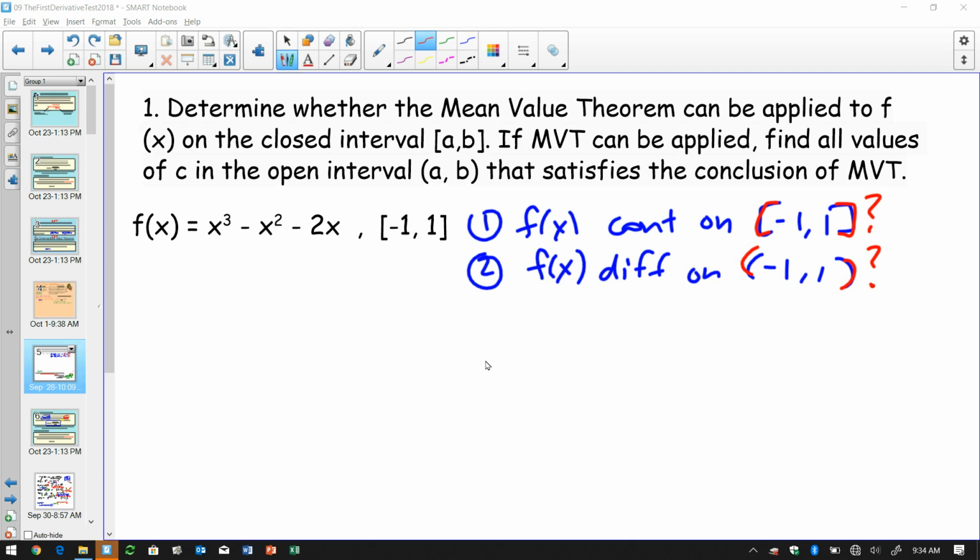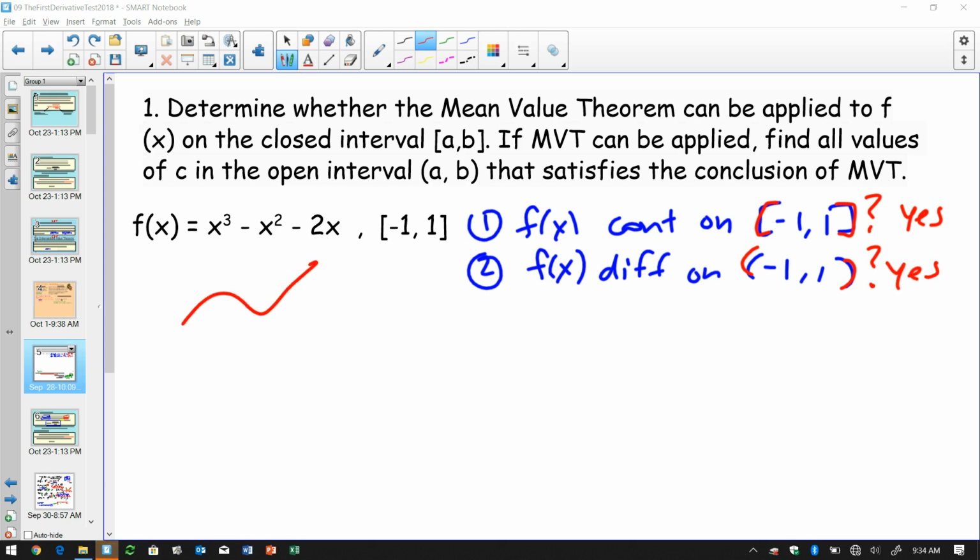Yes, polynomials, guys, are always continuous. So then you could write over here, put yes. Answer your question though. And then ask yourself, are polynomials also differentiable? Well, it actually depends on the polynomial. So let me just tell you, this one is. So you would say yes.